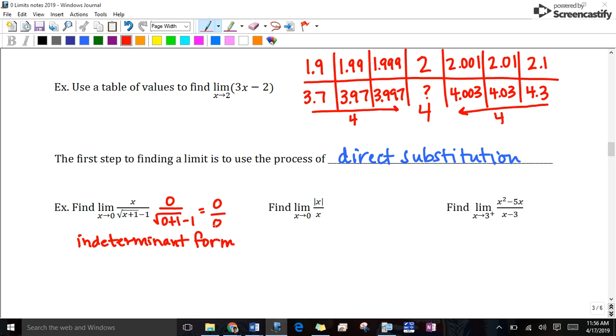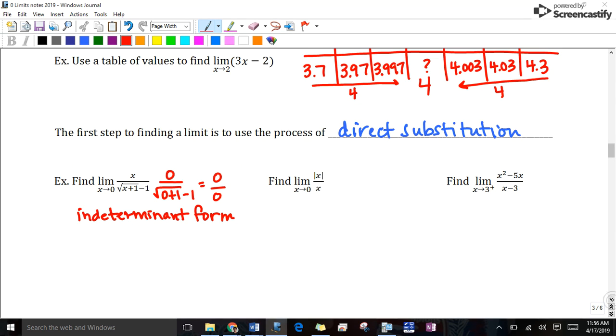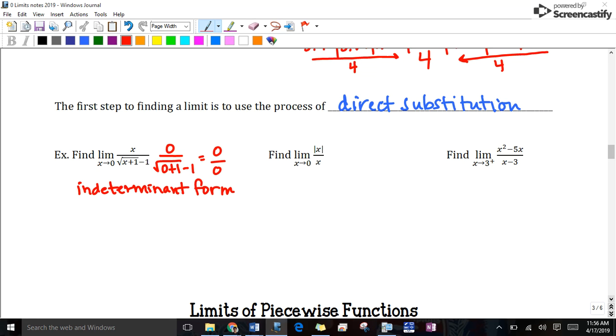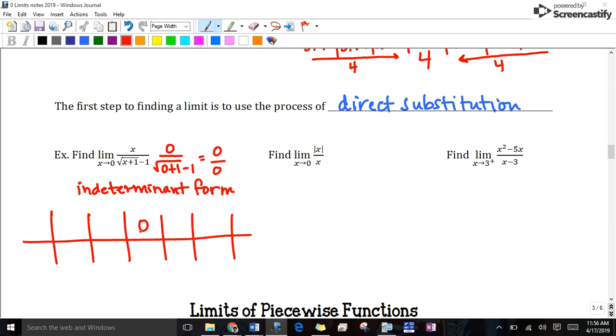It just tells us that this process is not the right process to choose. So that's when direct substitution doesn't work. So let's try our table. Okay, so I'm going to set up my table. Again, 7 numbers: 1, 2, 3, 4, 5, 6. Zeros in the middle because that's where I'm trying to get.